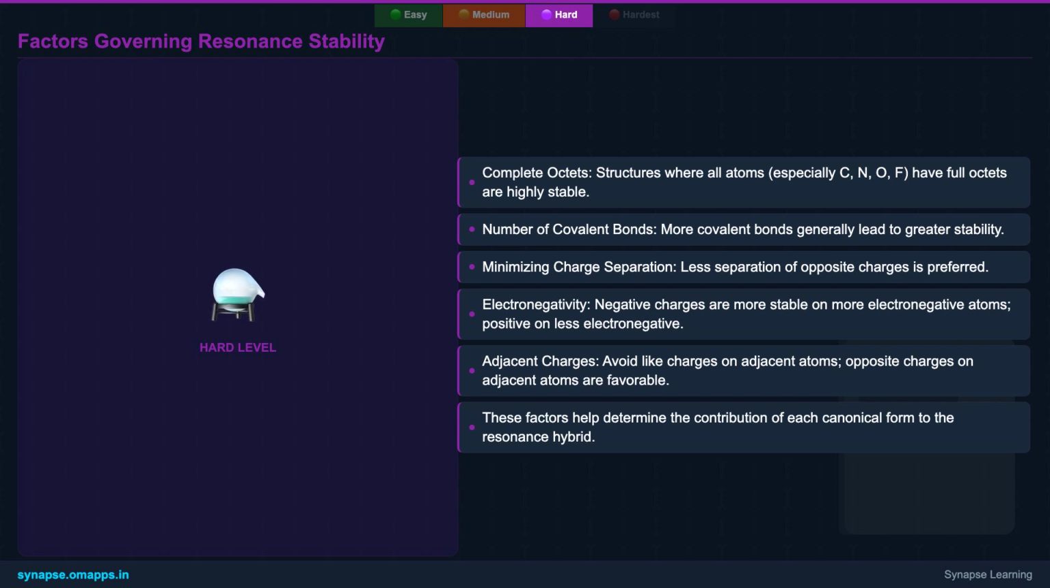Structures with fewer separated charges are preferred. Also, negative charges are more stable on more electronegative atoms, and positive charges on less electronegative ones. Finally, avoid placing like charges on adjacent atoms, and favor opposite charges on adjacent atoms. By applying these rules rigorously, you can accurately assess the significance of each resonance contributor.